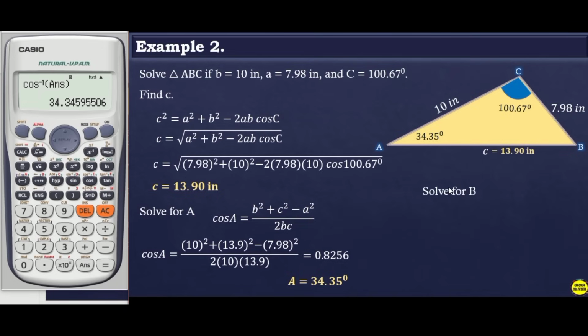Yes, by applying the triangle sum theorem. You just have to subtract the sum of these two angles from 180.